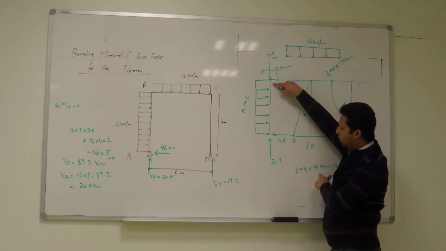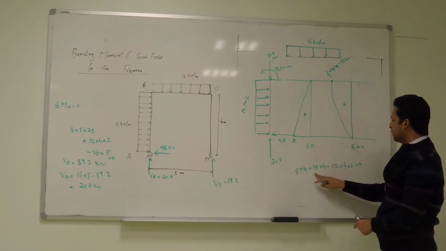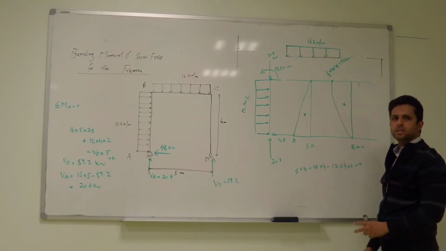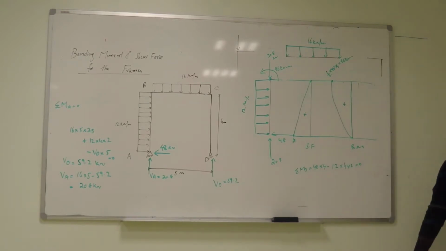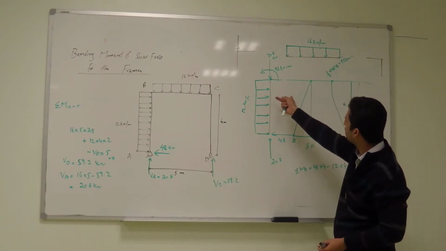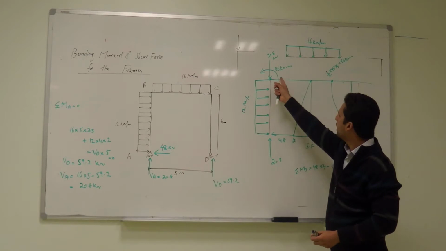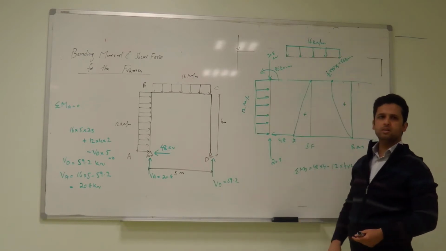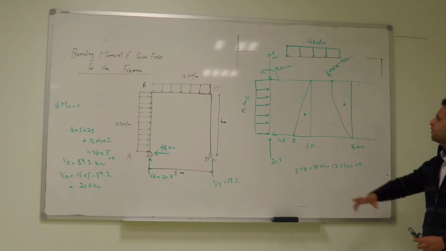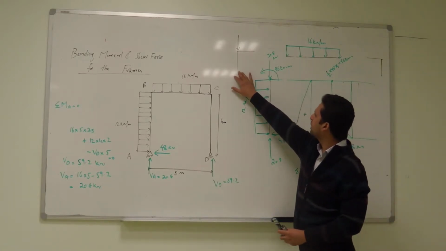So 48 into 4, if your answer is positive, it means this moment is greater. Just try to understand. Do you understand? So it means this member is trying to move in the clockwise direction. So in order to bring it in equilibrium, you have to apply a moment in the counterclockwise direction. Done? Okay. Now from this member, we will move to this joint.